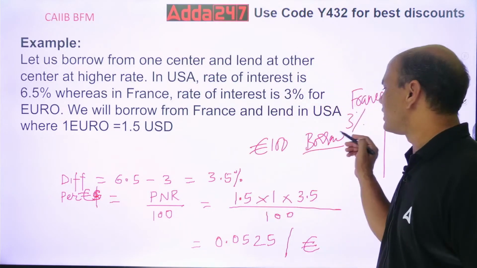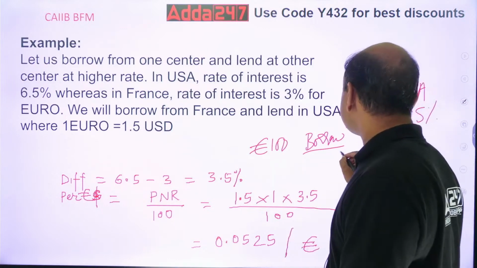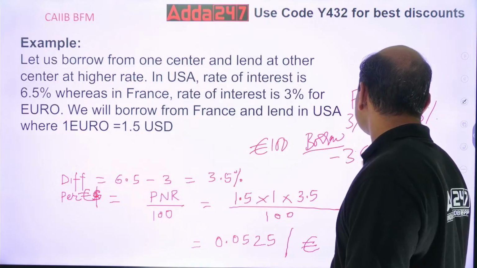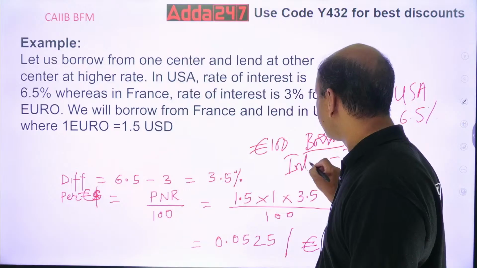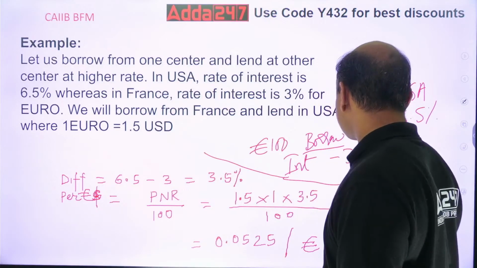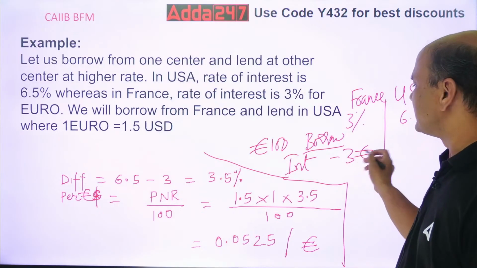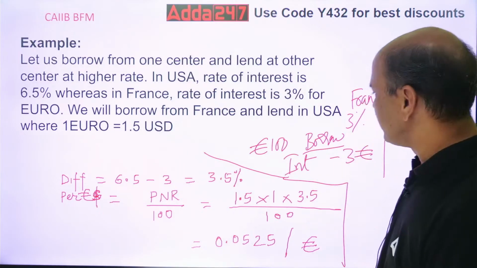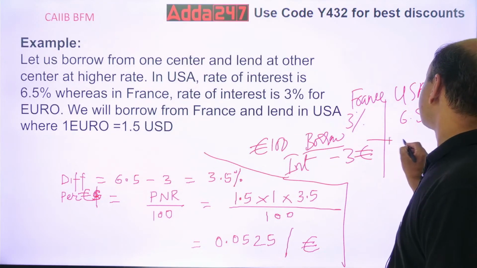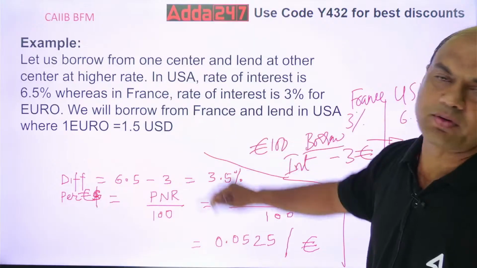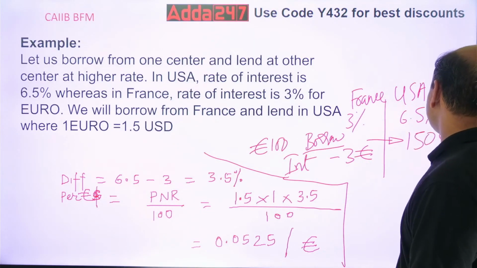So how much will I pay at the end? Minus 3 euro, this much I'll pay at the end as interest. Let me draw the line over here, because some of you have got confused. So minus 3 euro at the year end. I'll take this 100 euro and convert it to dollars: 100 euro at 1.5 is $150.